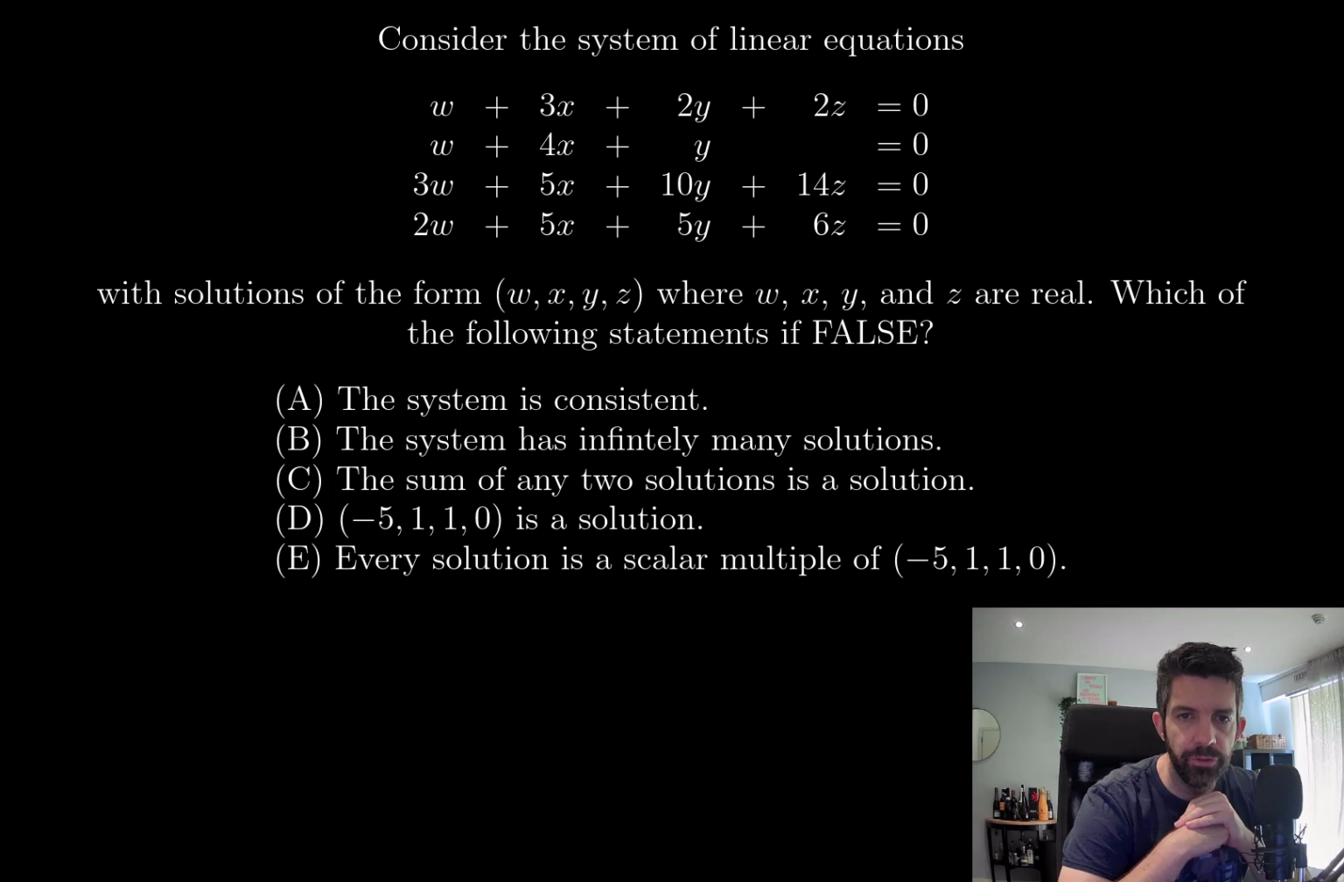The system is consistent. The system has infinitely many solutions. The sum of any two solutions is a solution. -5, 1, 1, 0 is a solution. And every solution is a scalar multiple of -5, 1, 1, 0.